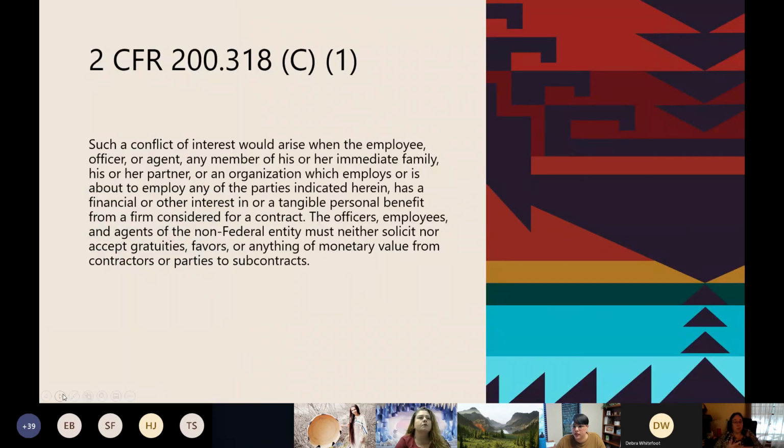Such a conflict would arise when the employee, officer, or agent, and it actually extends to their immediate family, their partner, their organization, or anybody that is going to employ them, or is about to employ any of the parties indicated herein, has a financial or other interest in, or a tangible personal benefit from, a firm considered for a contract. The officers, employees, and agents must neither solicit nor accept gratuities, favors, or anything of monetary value from contractors or parties to subcontracts.